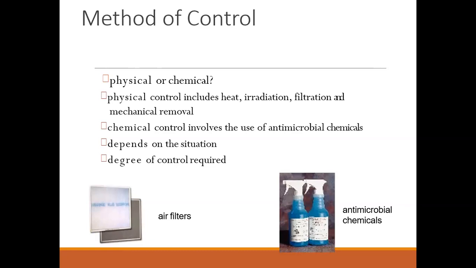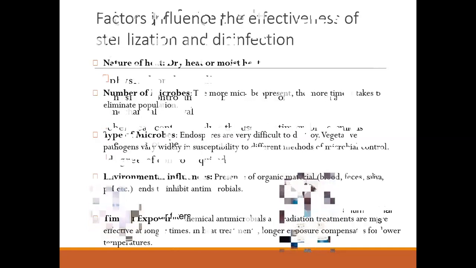Now we will discuss a little bit about methods of control. Methods are physical or chemical. Physical control includes heat, irradiation, filtration, and mechanical removal. Chemical control involves the use of antimicrobial chemicals. It depends on the situation and degree of control required. Here we are seeing two pictures. One is air filters and another is antimicrobial chemicals. Hopefully you understand this slide.